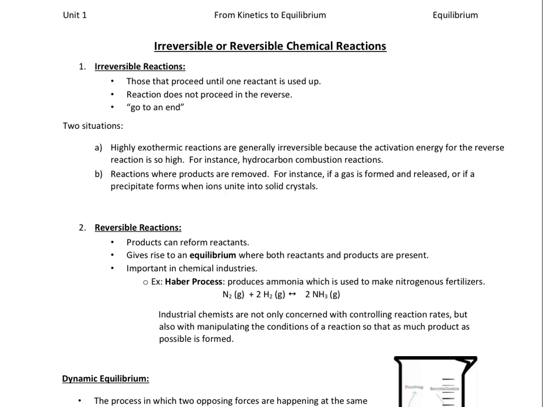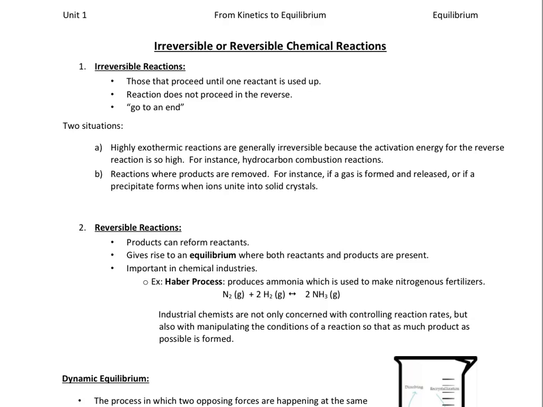In this chapter, we are going to move away from the irreversible reactions we are used to seeing and studying, to reversible reactions. An irreversible reaction is one that proceeds until one of the reactants is used up. The reaction does not proceed in the reverse. It goes to an end. There are two situations that give rise to an irreversible reaction.